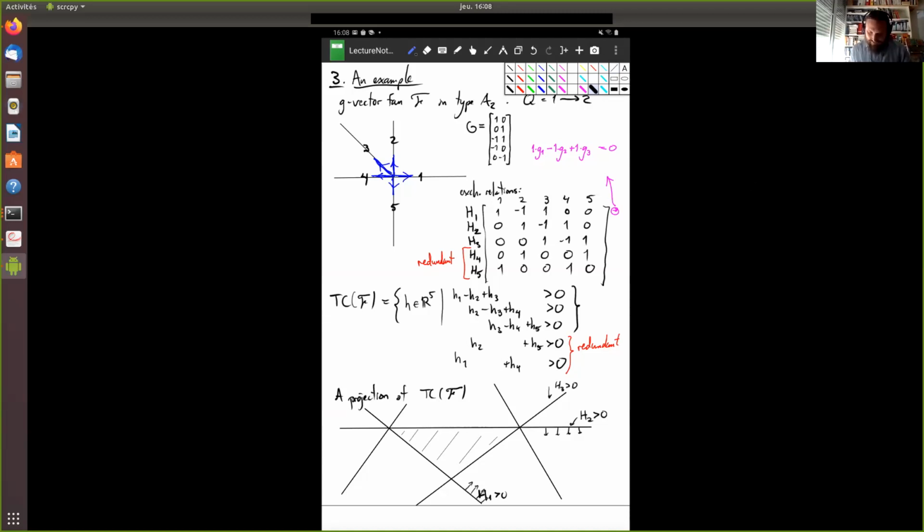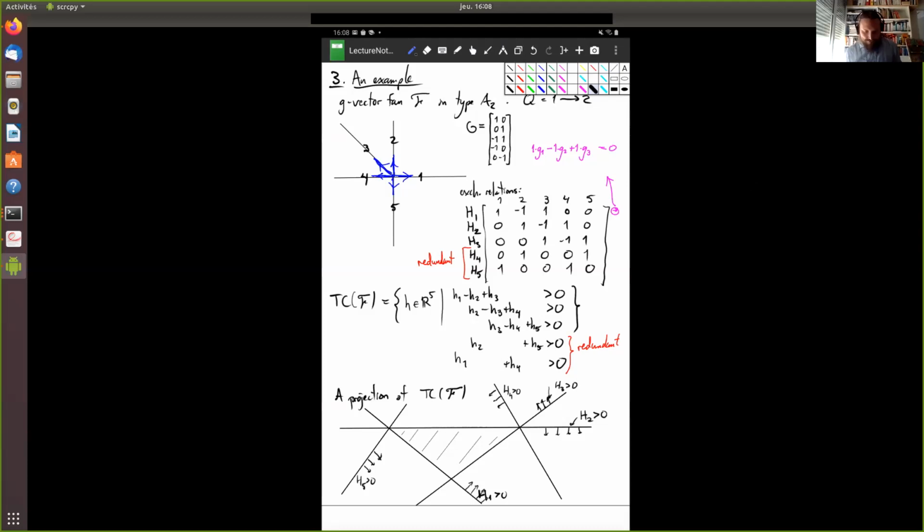And then the two other lines are defined by H4 and H5. So let's see. This is H4 here, and this is H5. And if you look at the intersection of all the half spaces defined by these inequalities, you really see that H4 and H5 are useless. They're redundant. You don't need them.